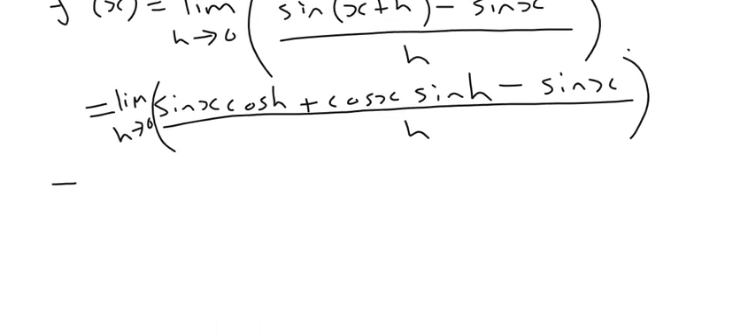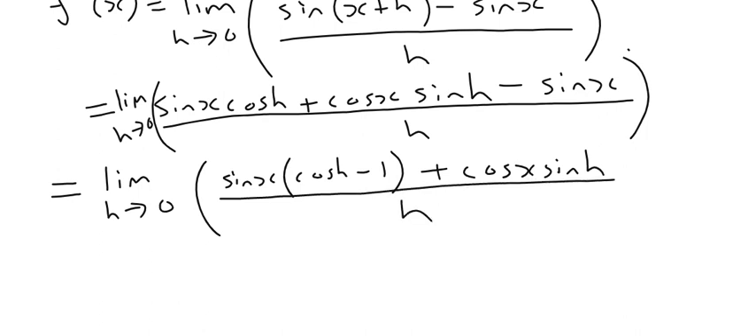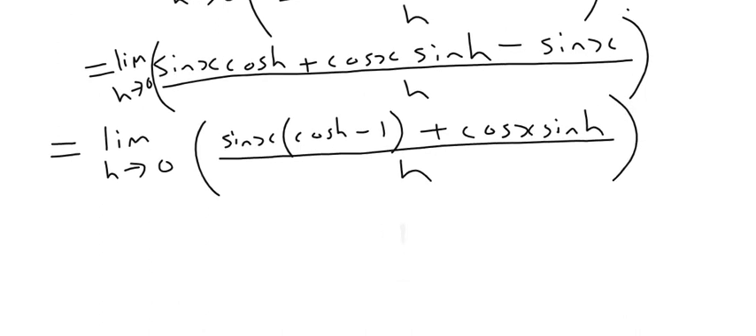What we can do next is factorise the top bit like this. We can do sine x times cos h minus 1, plus cos x sine h. I've just factorised the first term and the last term on the top line, and I've done nothing with the middle term. And we've got to divide that by h.